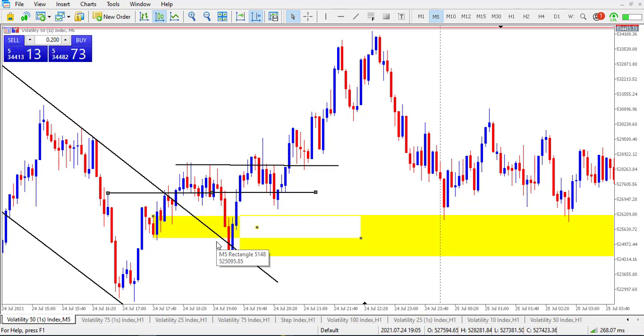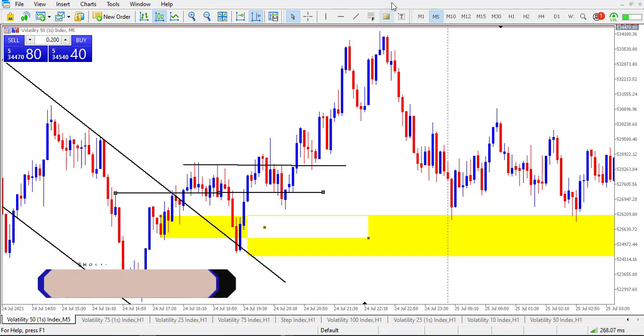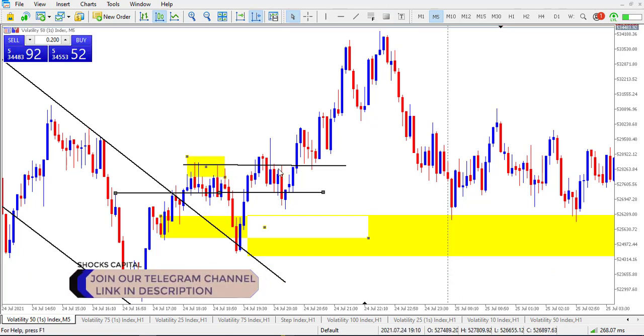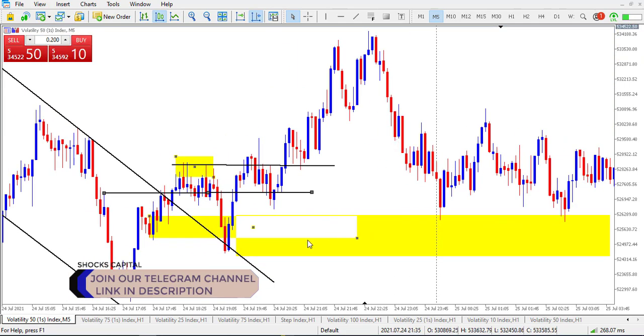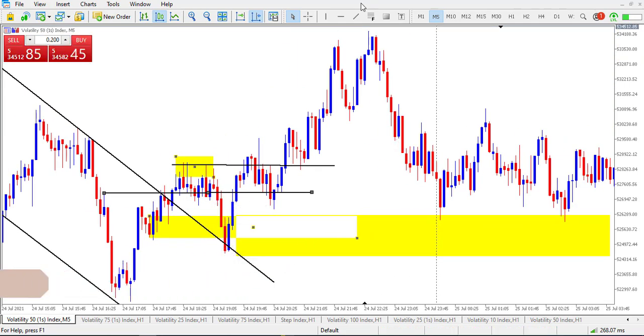Look at what this thing did. The dealer went back and broke another structure. So when he took out this high now, you'll be like, yeah, I got you. I get you. I see what you are doing. Then after this, you see this move. This move was too beautiful.